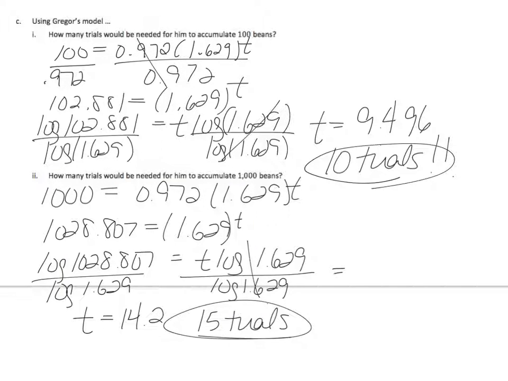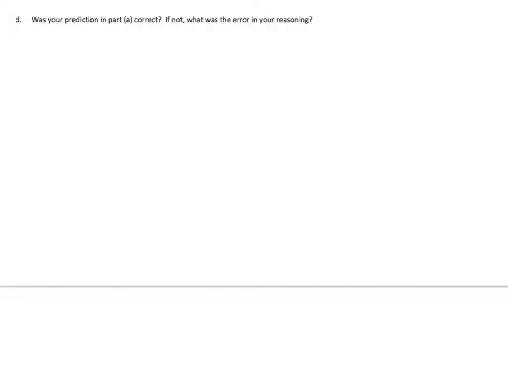So, was your prediction in part A correct? Yeah, it was. The base of B made things grow faster, so Gregor got there faster, and our prediction was spot on. Yeah, of course, because we are that awesome.